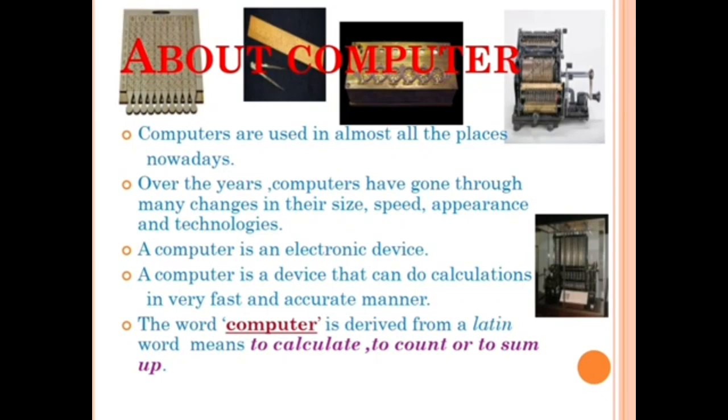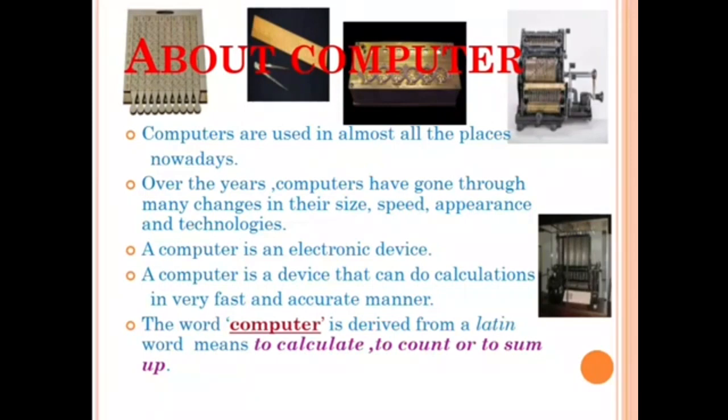You already studied in the lower section that a computer is an electronic device. A computer is a device that can do calculations in a very fast and accurate manner. Whatever work you give to the computer, it will do very fast. Compared to humans, a computer can do its work very fast. The word computer is derived from a Latin word meaning to calculate, to count or to sum up very fast.